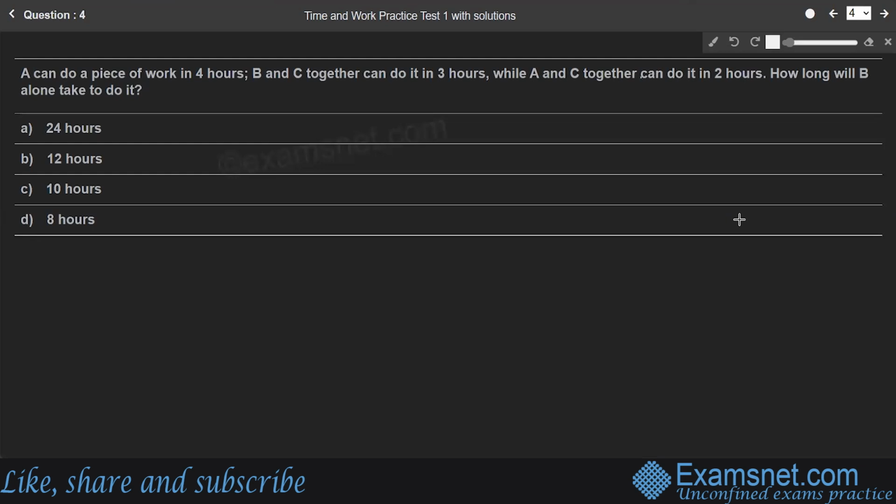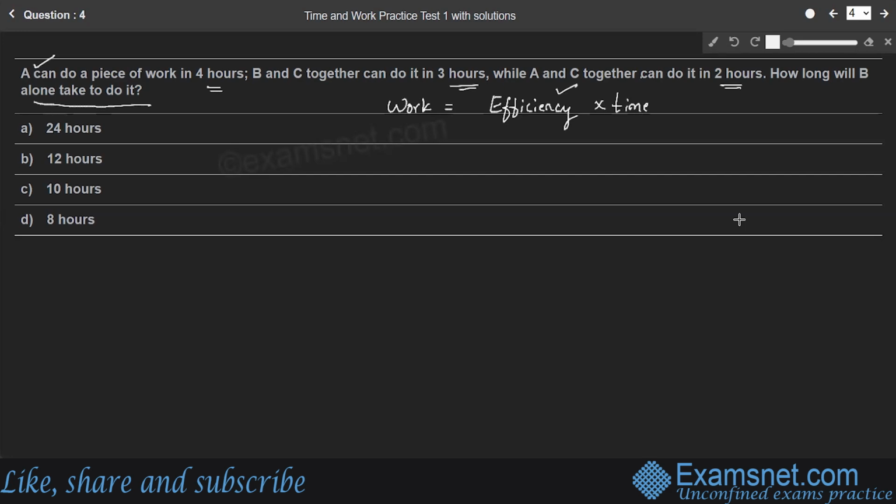Question number 4. A can do a piece of work in 4 hours. B and C together can do it in 3 hours, while A and C together can do it in 2 hours. How long will B alone take to do it? Here, students, to solve this question, we are using the concept of work, right? Work is nothing but the product of efficiency and time. So efficiency of a person or an object, whatever it is, work is equal to efficiency into time.